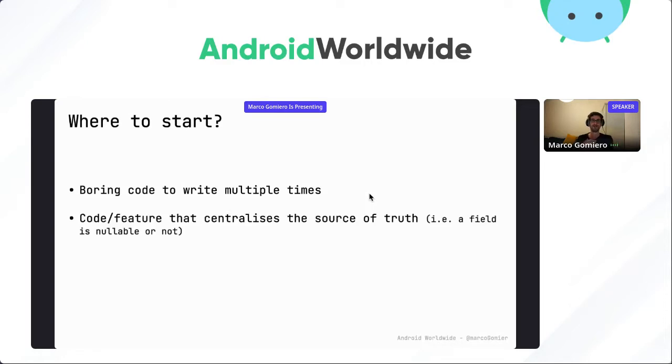Another starting point could be some code or feature that centralizes the source of truth, because if there is only one source of truth, then there is only a single point of failure. But the most important thing to keep in mind is that we start from a feature or a piece of code that can be gradually extracted, for the reason I was telling before: you have to start little, and then if it works for you, keep going with the migration.